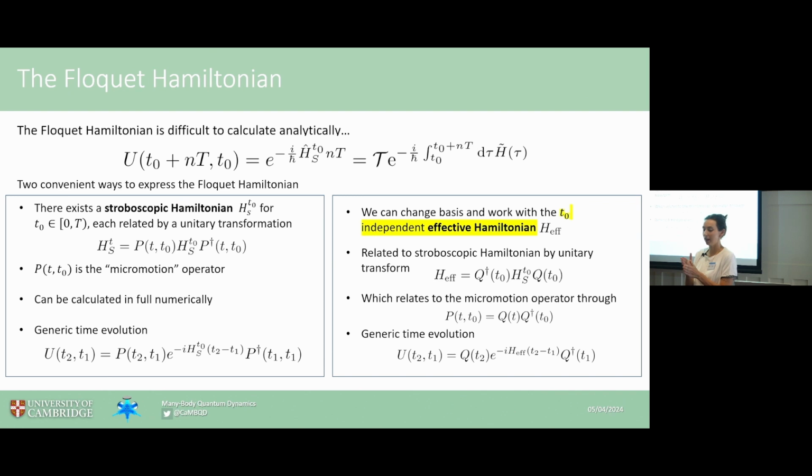They depend on the initial condition that you choose. For each T0 in your driving period between 0 and T, you have a different stroboscopic Hamiltonian. These are all related by some gauge transformation. This T0 dependence is not so ideal, and it turns out that we can change basis and effectively make a gauge transformation into a frame where this Hamiltonian has no T0 dependence, and this is called the effective Hamiltonian. This is quite convenient in order to study the long-term dynamics of the system.